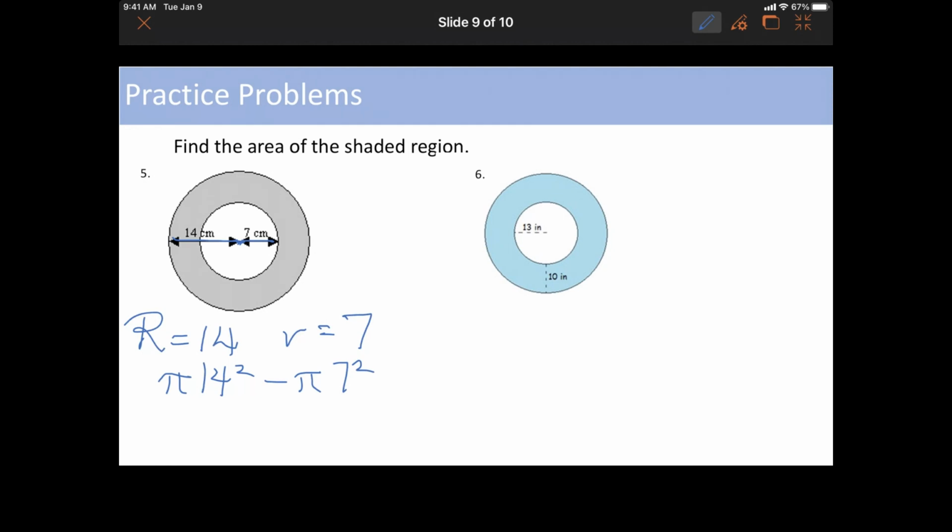So that is, oh, it's 196, right? Yep. 196 pi minus 49 pi equals 147 pi. Don't forget the pi. Many people forget the pi, and if you just write 147, that's wrong. If you forget pi, that's more than 3 times as much as that. And then don't forget your units because I give it to you.